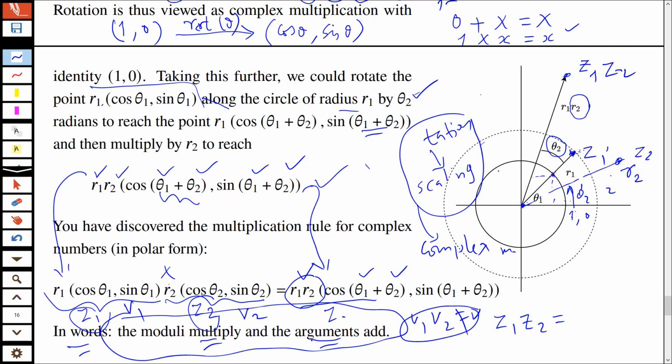Now I have a point z1, I have a point z2, and if I multiply this z1 by this z2, I look at this z2, its modulus and its argument. I will use the argument of this z2 to change the argument of z1, and I will use the modulus of this z2 to change the modulus of z1. Modulus will be changed by scalar multiplication and argument will be changed by addition.